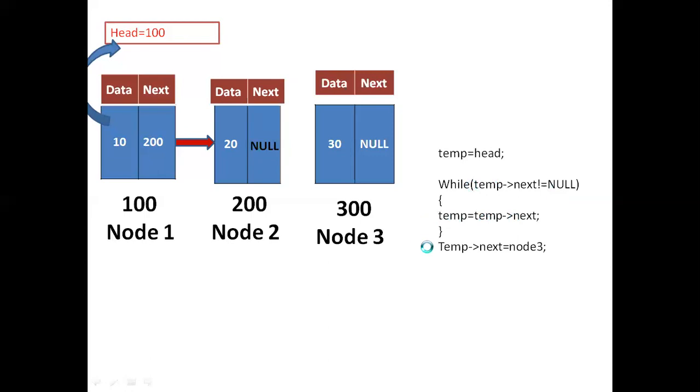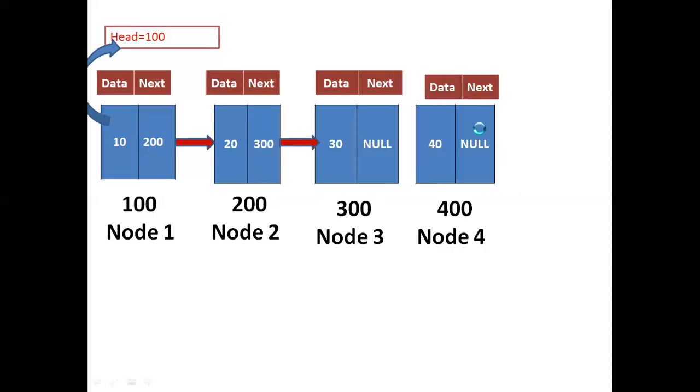When the condition is false, it goes to temp arrow next is equal to node 3. So temp means here 200 at runtime. 200 arrow next is equal to our new node, that is node 3. 200 arrow next should be 300. So node 2 arrow next is equal to node 3. This is the way we are connecting the link between 200 and 300.